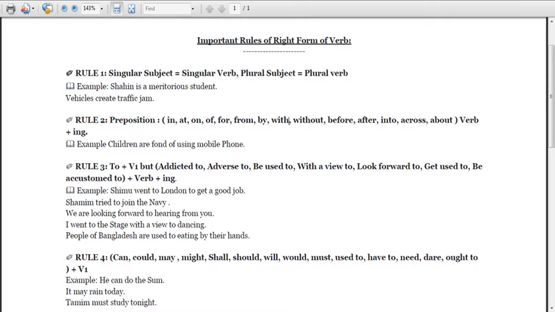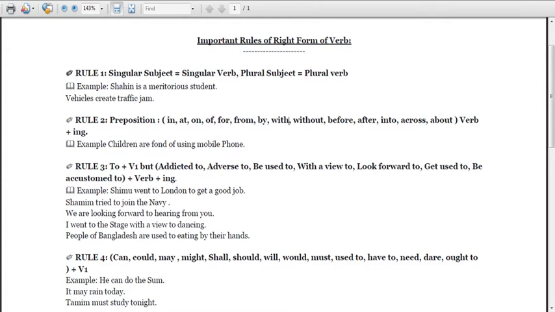Next rule, rule 3. After to, if you find any verb, it will be the present form or main form, V1, everywhere. One example says, Shimu went to London to get a good job. So here you find to, then get. Shamim tried to join the navy. To plus join. So simply, if you find to before a verb, then you will take the base form or main form of the verb. But there's an exception here.